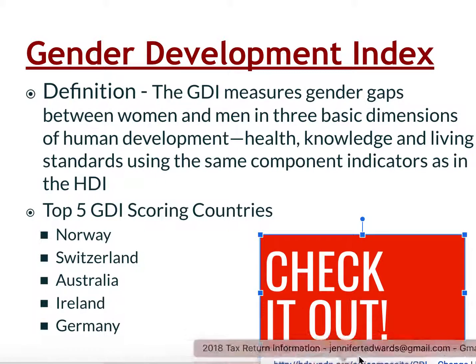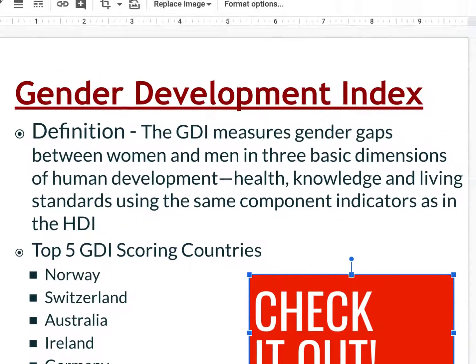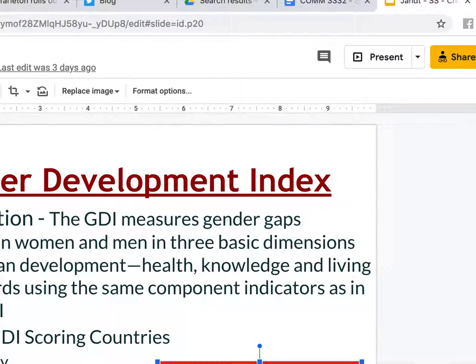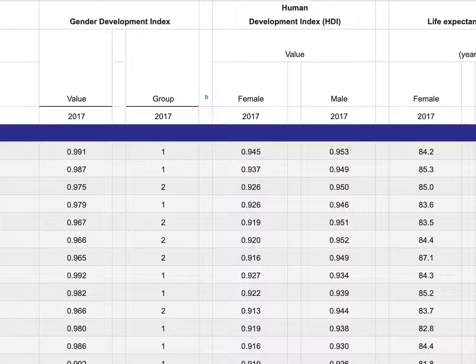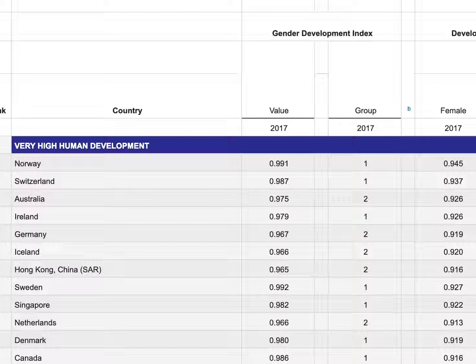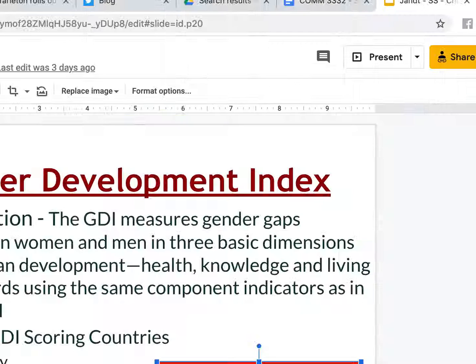And then also, see if we can bring that page up again. Hopefully we can. Okay, let's see. There we are. So this is, again, the Gender Development Index. And let me pull the other window up so you guys can see that as well.